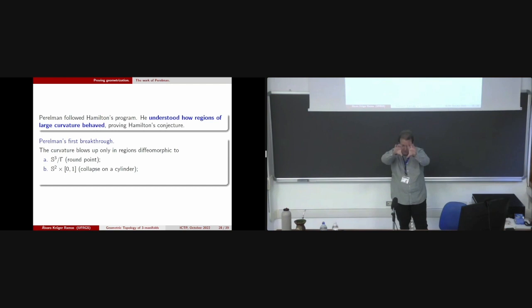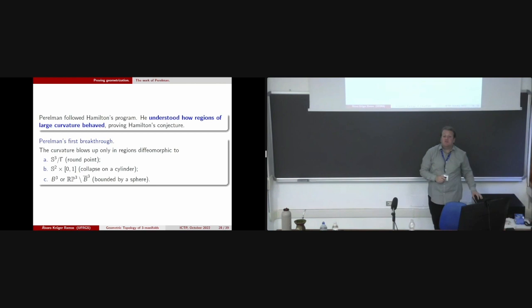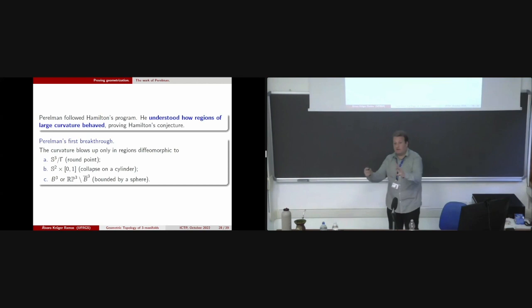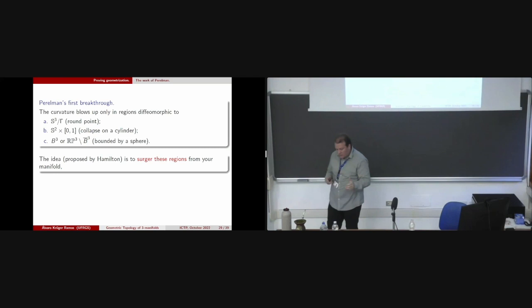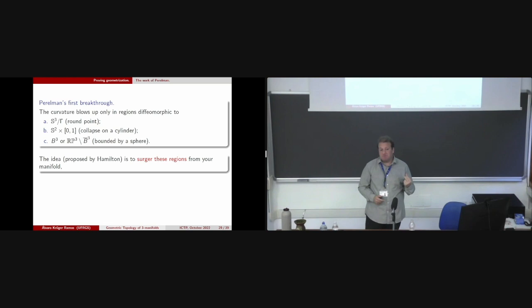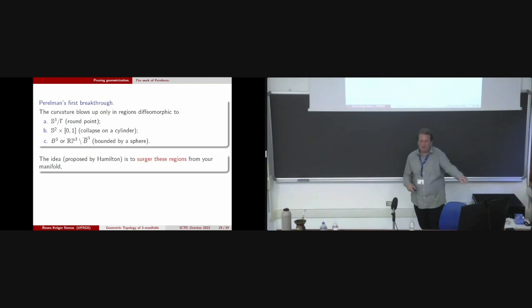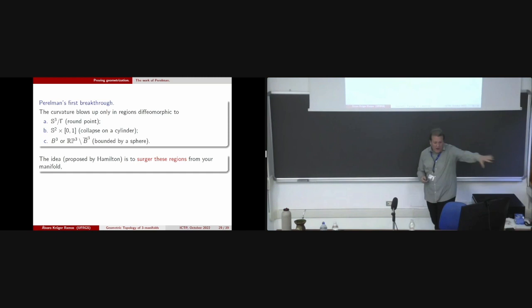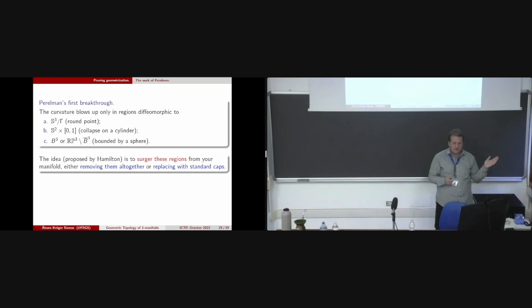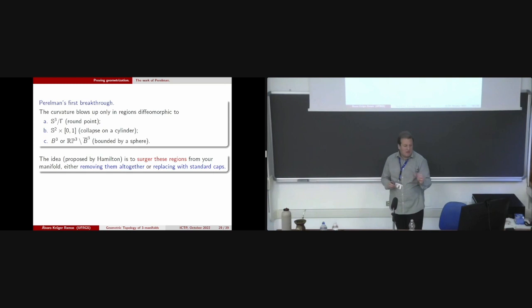Or you collapse in regions which are bounded by a sphere. You could collapse over a three-ball, or the complement of a ball in RP3. So these are two spaces which are bounded by spheres. You have a boundary sphere for these spaces. So the idea now, since we understand what the topology of these regions is, let's cut them off. These are bad, bad regions, unless the round point. The round point, we like that. So the idea proposed by Hamilton and followed by Perelman was to suture these regions, take them away from your manifold, either removing them altogether or replacing these regions with standard caps. I will go over this in more detail.